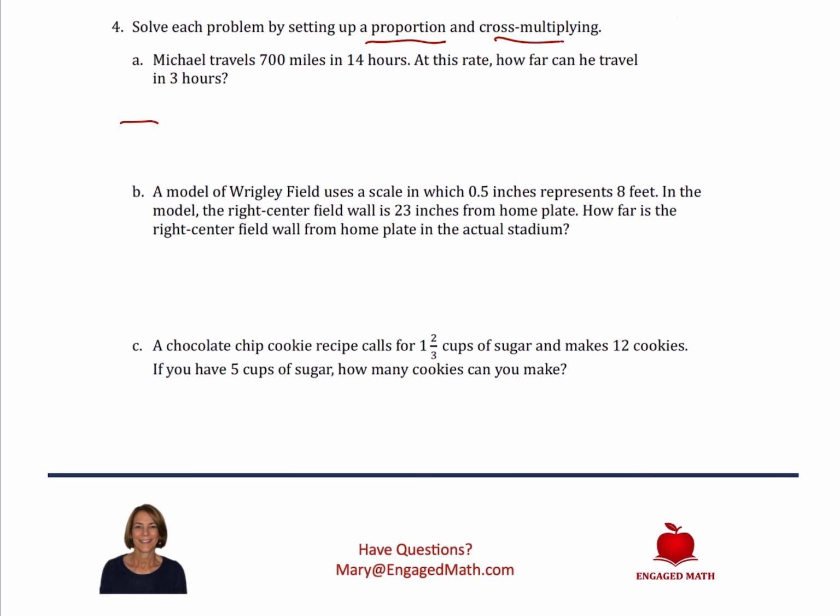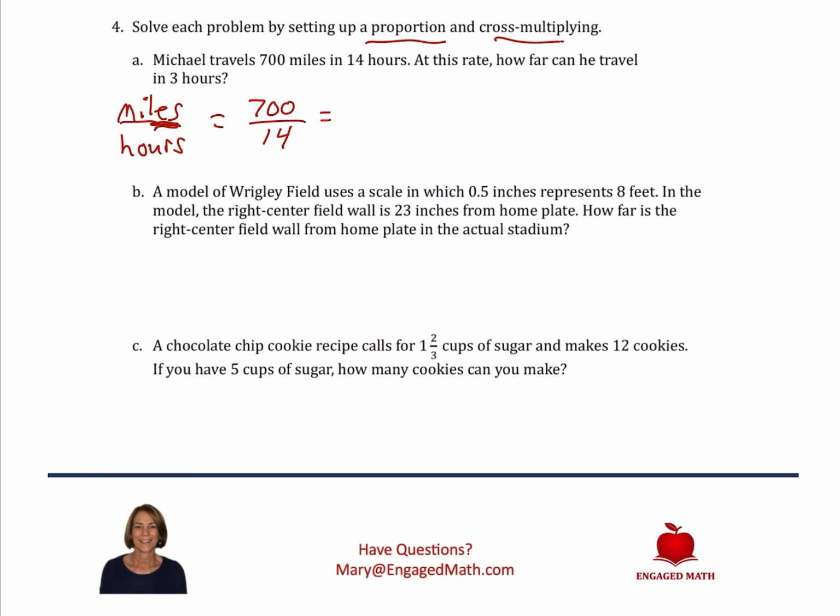So Michael travels 700 miles. So the two things that we need are miles and hours. It doesn't really matter to solve this problem whether you put miles in the numerator or hours in the numerator and vice versa, just so you keep track of it. So I'm going to now put the 700 in the numerator, and 700 miles is the distance he can go every 14 hours.